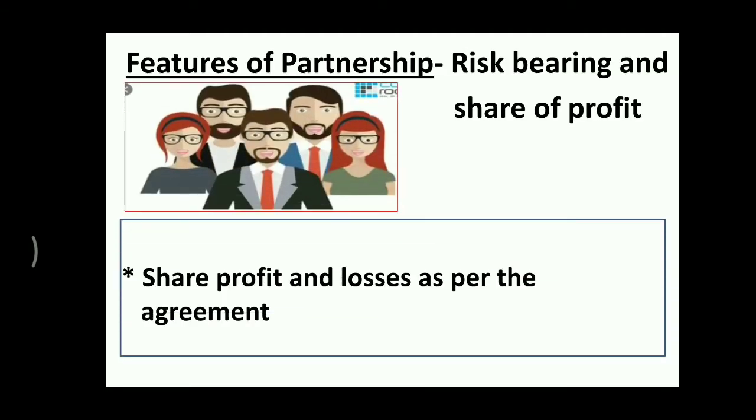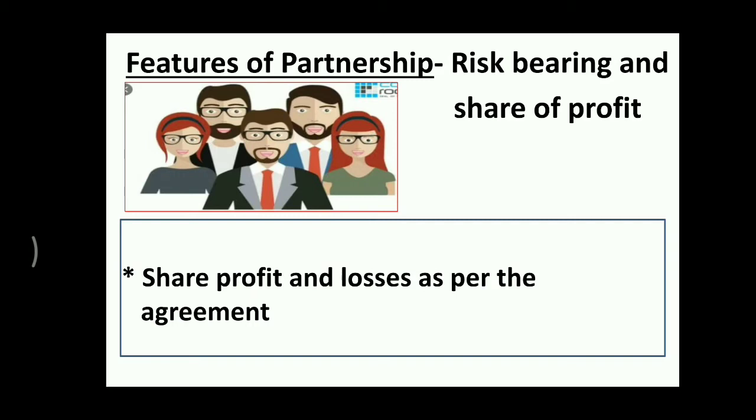Then next is risk bearing and share of profit. All the partners are supposed to bear the risk and they will share the profit and losses as per the agreement, because we know that partnership is a result of an agreement. Whenever an agreement is made, it contains a lot of terms and conditions also. In that agreement it is written what the profit sharing ratio among the partners will be.